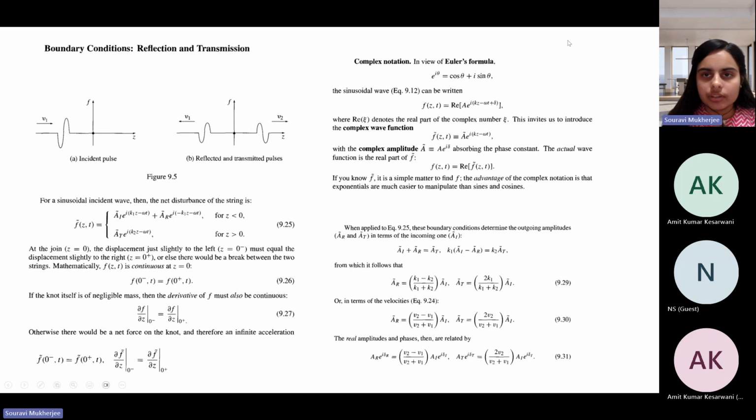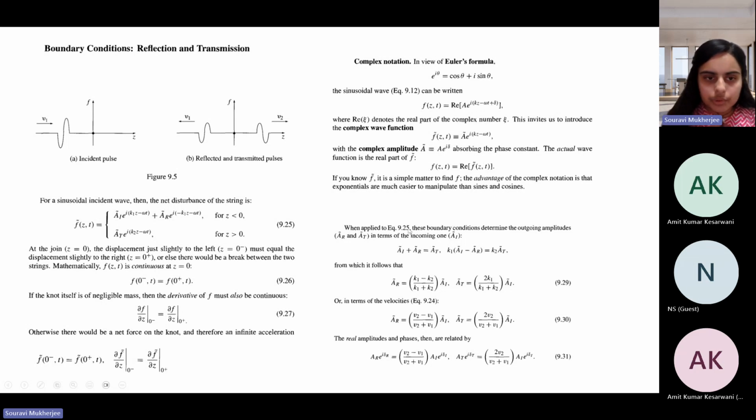Okay, and for sinusoidal waves, you can write it in terms of Euler's formula, as given here. In our practical lives, when we talk about waves, we look at the real part of it, but for mathematical simplicity, one can consider it as a complex quantity, e to the power i theta. Then you can write f of z,t, which was given here, in terms of Euler's formula. In that case, you consider the wave to be a complex quantity.